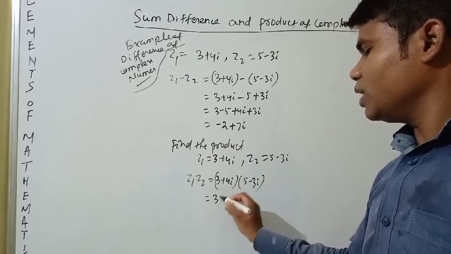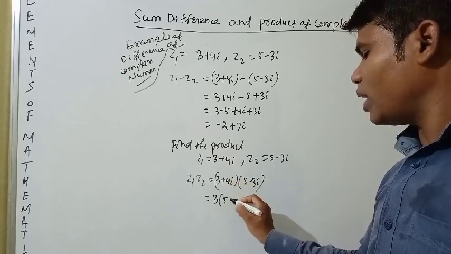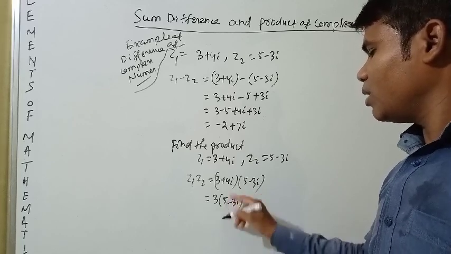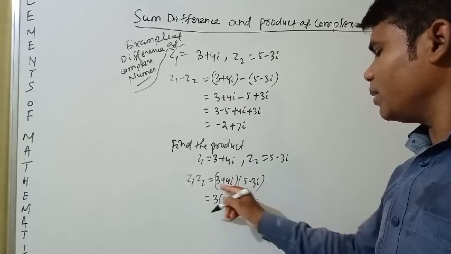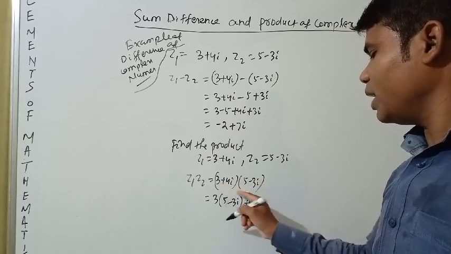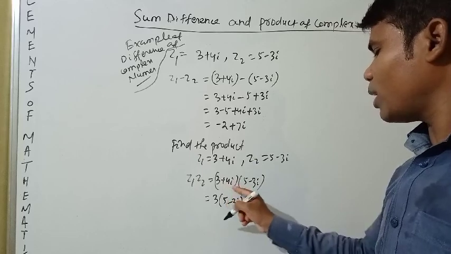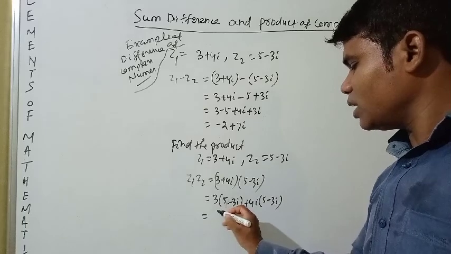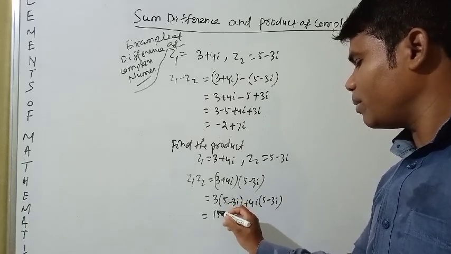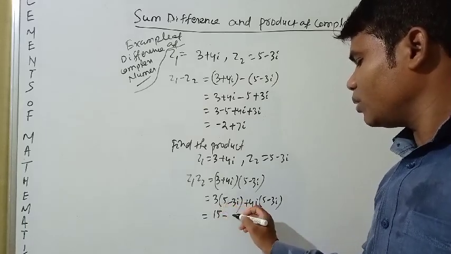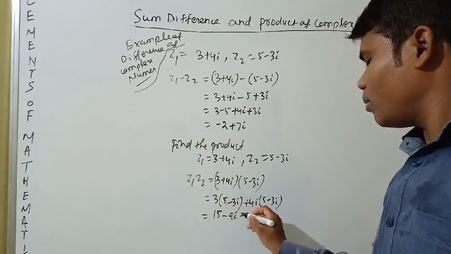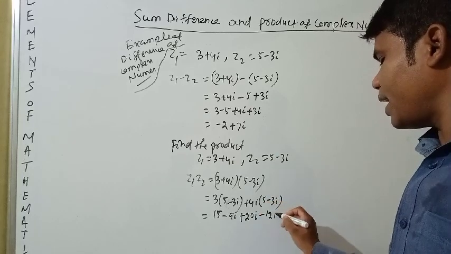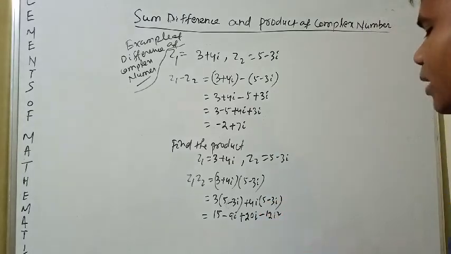As usual you multiply: 3 will multiply with 5 minus 3i, plus 4i is multiplied with 5 minus 3i. That is 3 into 5, 15, minus 3 into 3, 9i, plus 20i, minus 12i into i, that is i square.